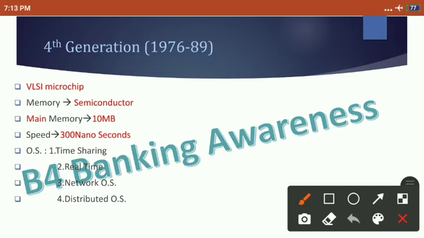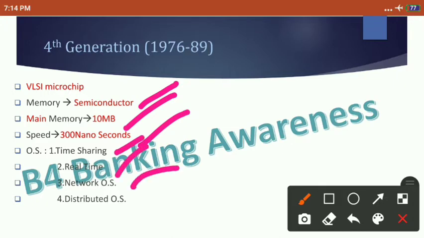Memory is used in the form of semiconductor, and main memory was 10 MB. Speed of these computers were 300 nanoseconds. Operating systems in this generation were time sharing operating system, real time operating system, network operating system, and distributed operating system.